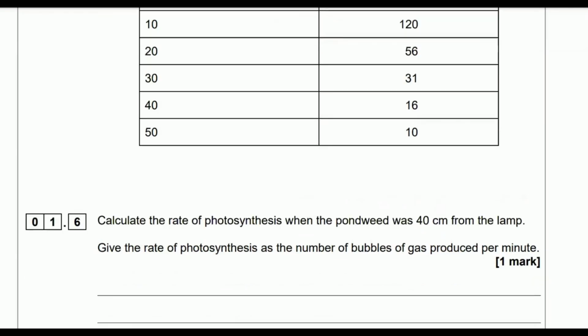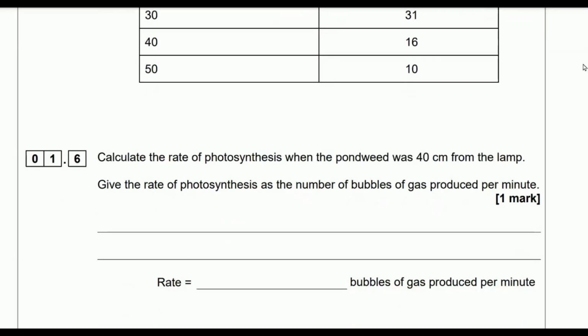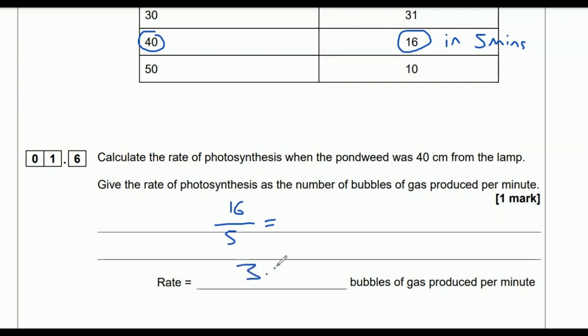So this looks nice and easy. Let's take that down. This is the number of bubbles produced in 5 minutes. So we need to bear that in mind. When the distance was 40 over here, it produced 16 bubbles in 5 minutes. So how many did it produce in 1 minute? So we need to do 16 divided by 5. I'm not great at maths, so I'm going to have to bust out the calculator for that. 16 divided by 5 is 3.2 bubbles of gas produced per minute.